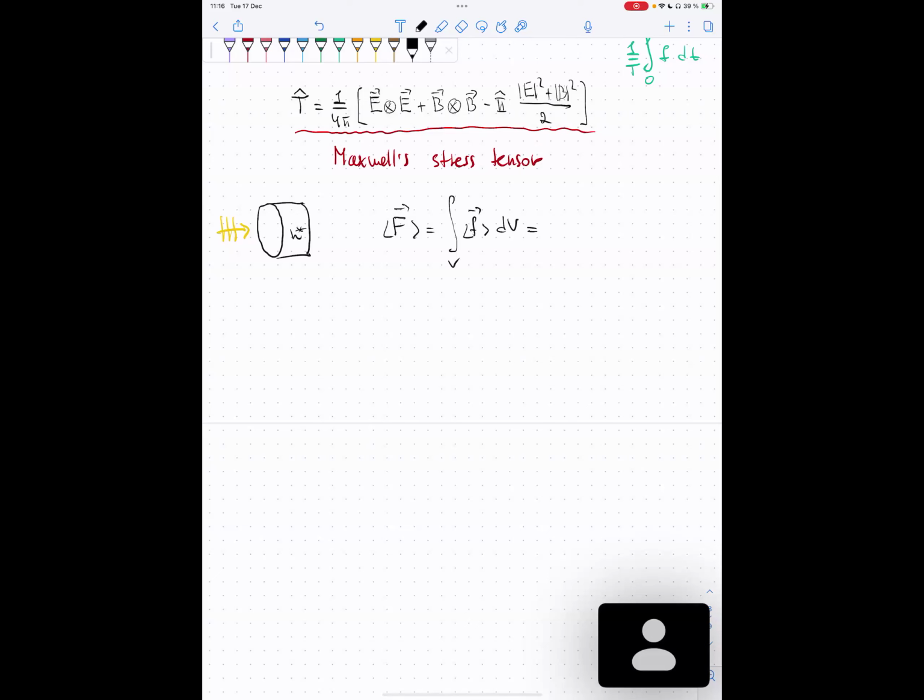average force density, or the integral over the whole volume of the divergence of the time average Maxwell stress tensor, or using the Stokes theorem, it is just the integral over the boundary of this volume of the Maxwell stress tensor multiplied by the normal to the surface of this volume. Isn't it dS? No.